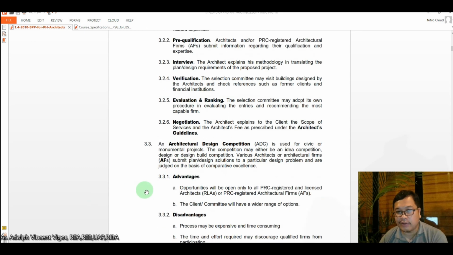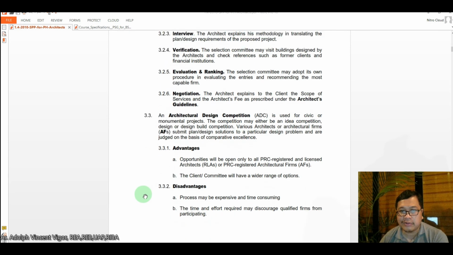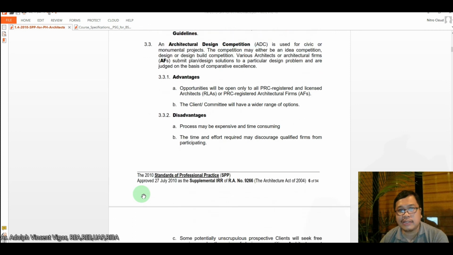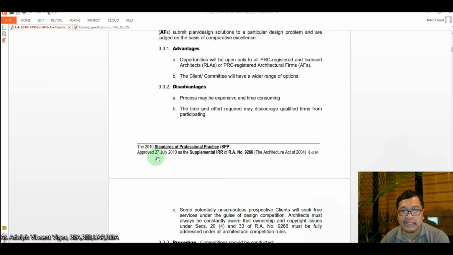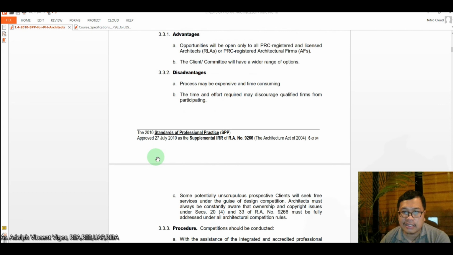Okay? Then there's also what you call an architectural design competition. Okay? So I think it has more disadvantages than advantages. One of the things that you must be careful of is that some clients may seek free services under the guise of a design competition. So it means that they're going to gather different ideas of different architects, then they're going to do their project on their own. Okay? So just be careful.